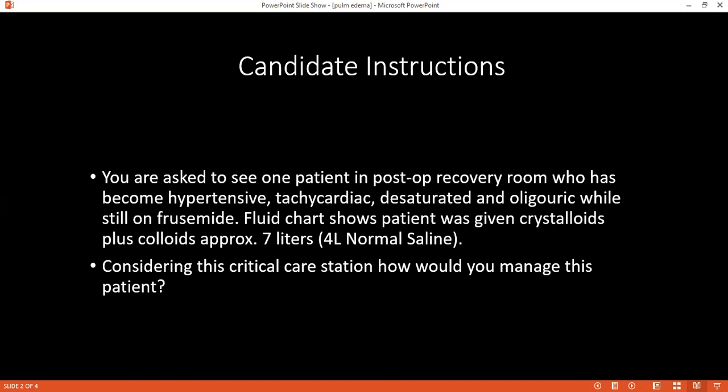We add the daily maintenance together with the ongoing loss to decide what to give him the next day. In this situation, which type of fluid should ideally be given? It should be crystalloid. Why? Crystalloid is... I'll come back to that now.